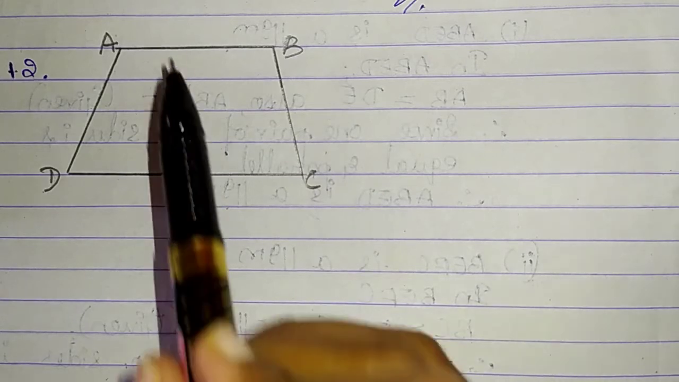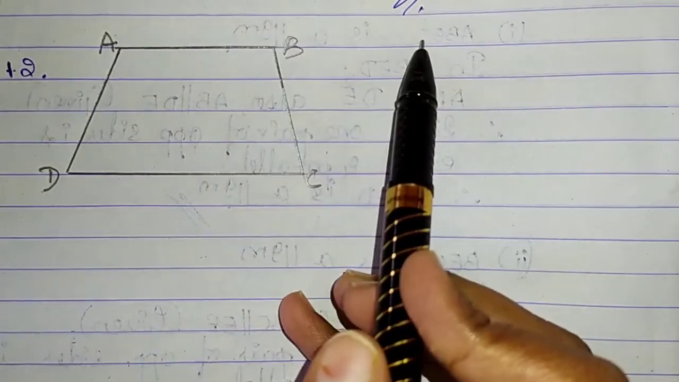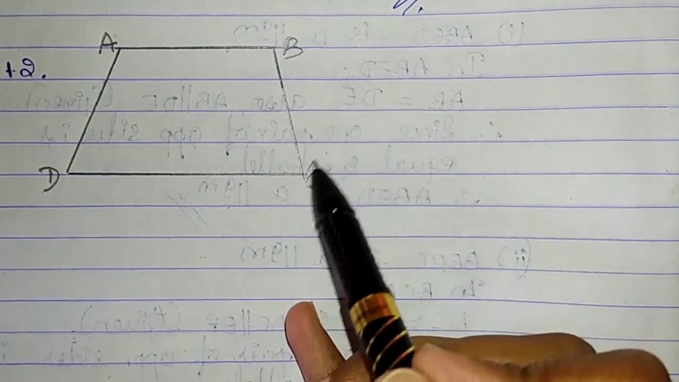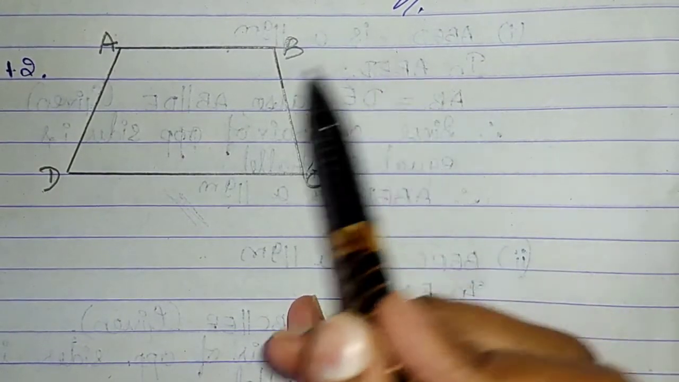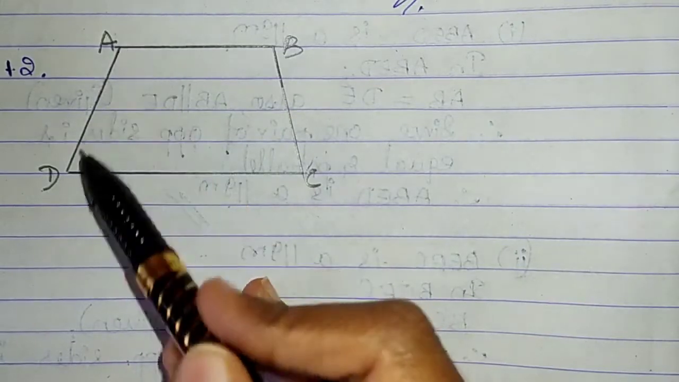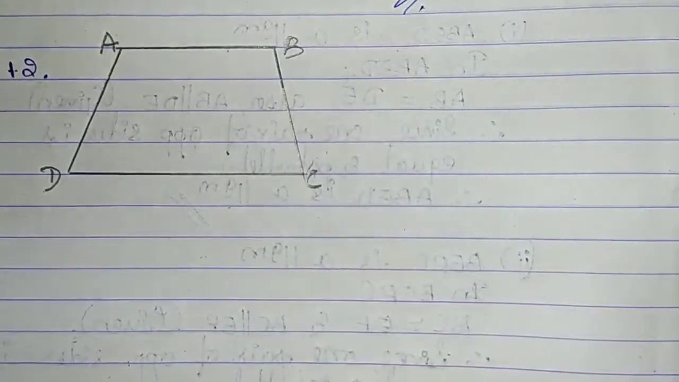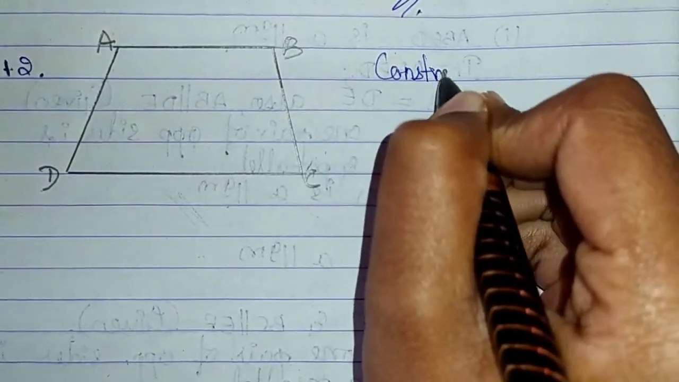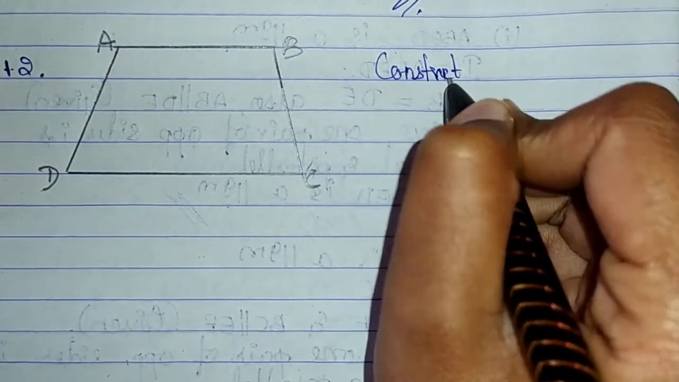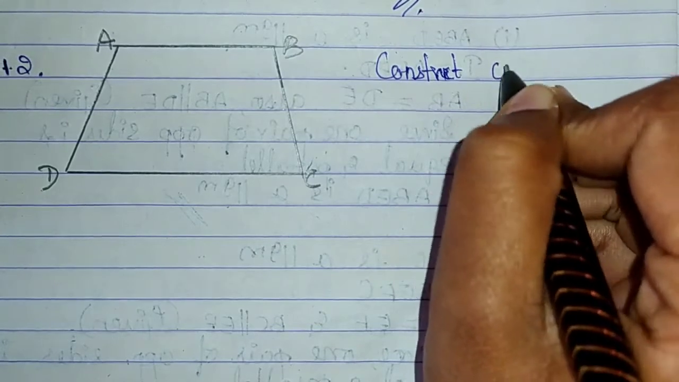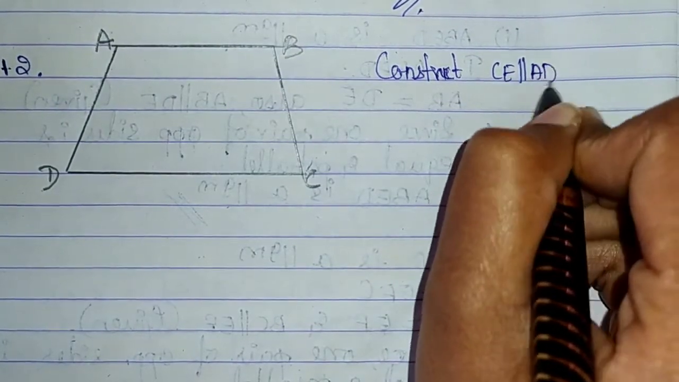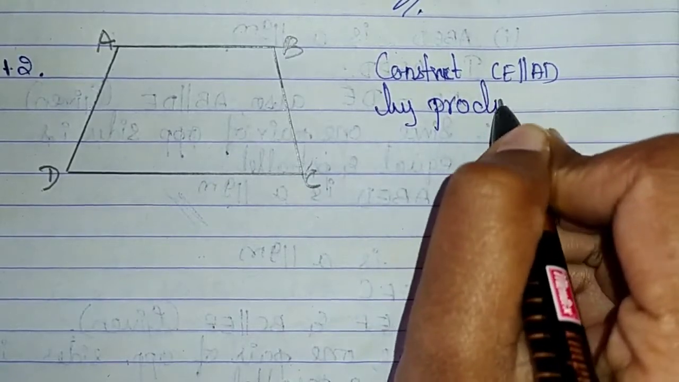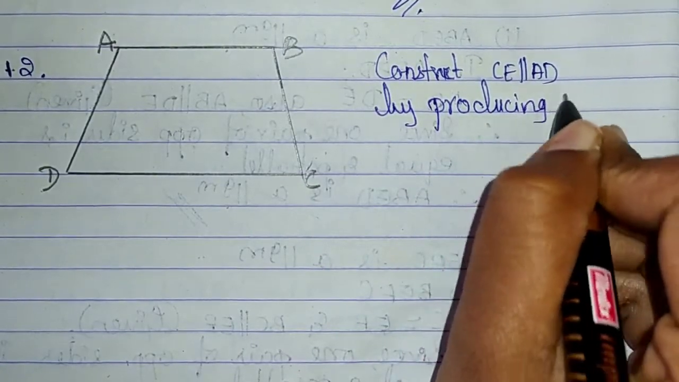Here they are given as a hint: extend side AB, and draw a line through C, parallel to DA, intersecting AB at E. Write down, construct CE parallel to AD by producing AB.